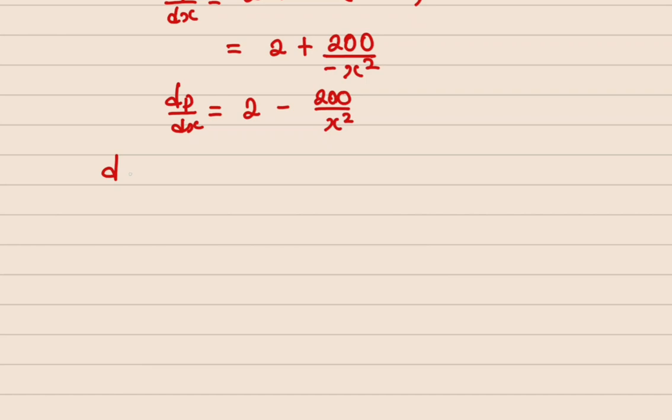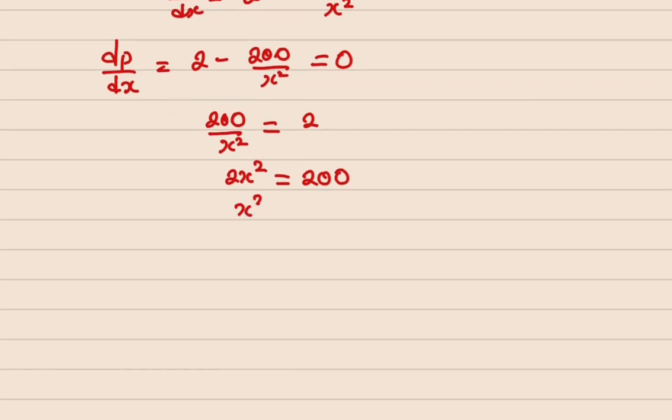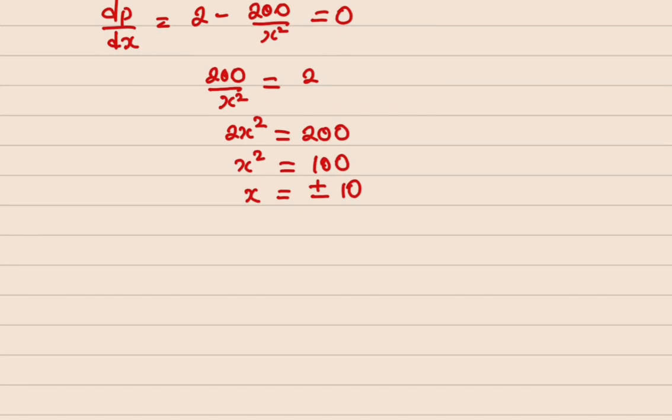So dP by dx, which is 2 minus 200 all over x squared, is equal to 0. So we have 200 over x squared equal to 2, so 2x squared is equal to 200. So x squared is equal to 100, and x is going to be plus or minus 10. That is either plus 10 or minus 10.